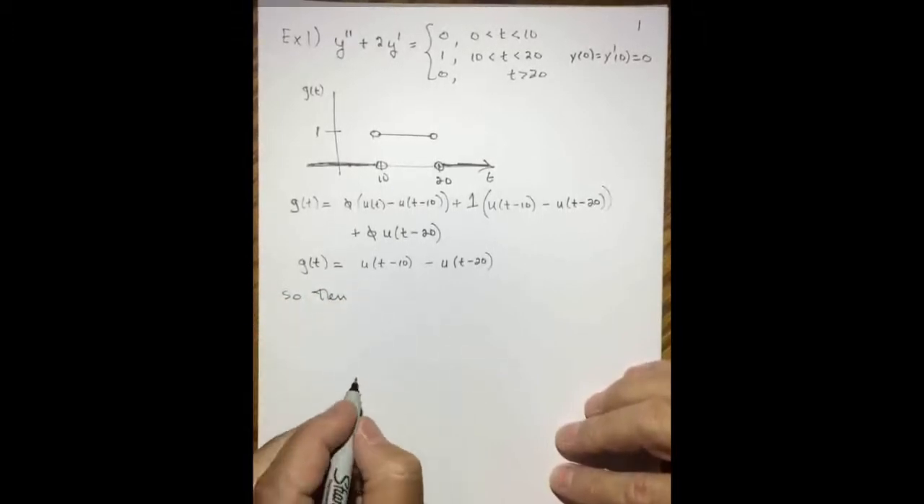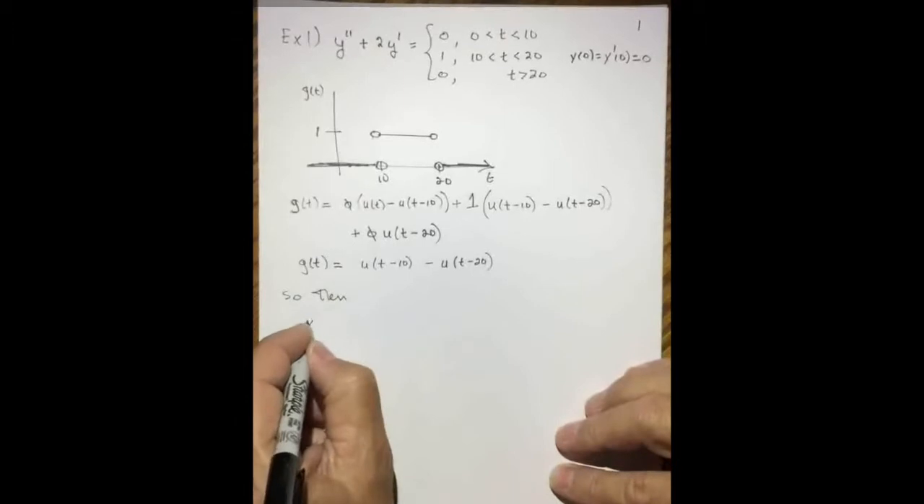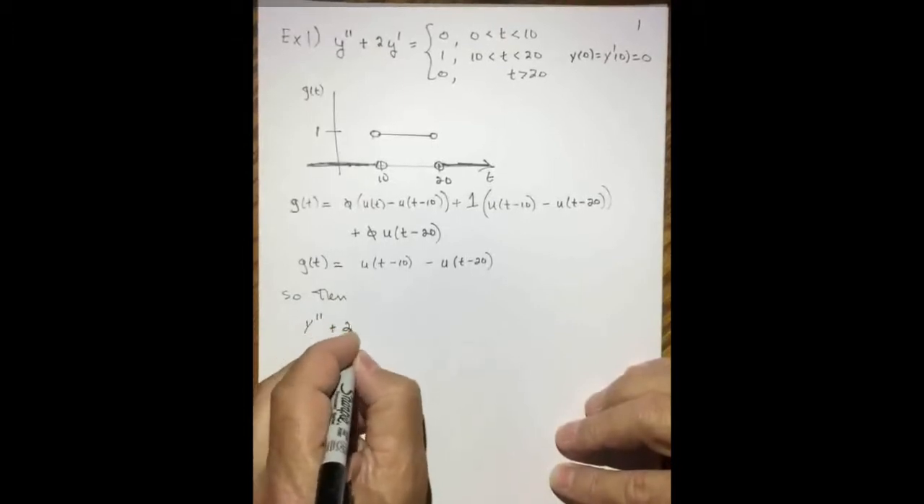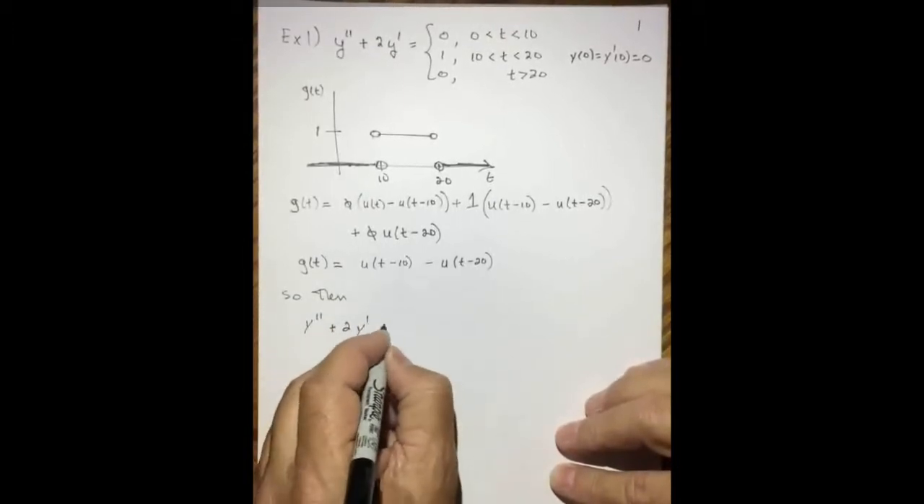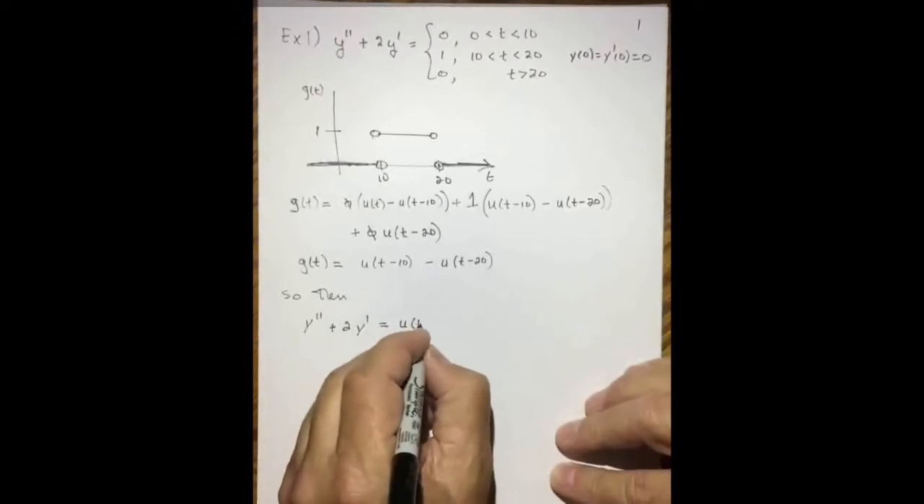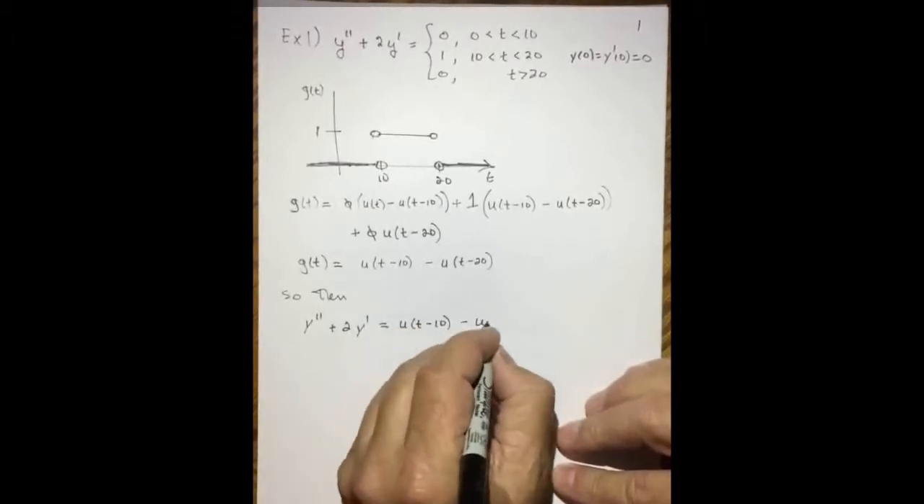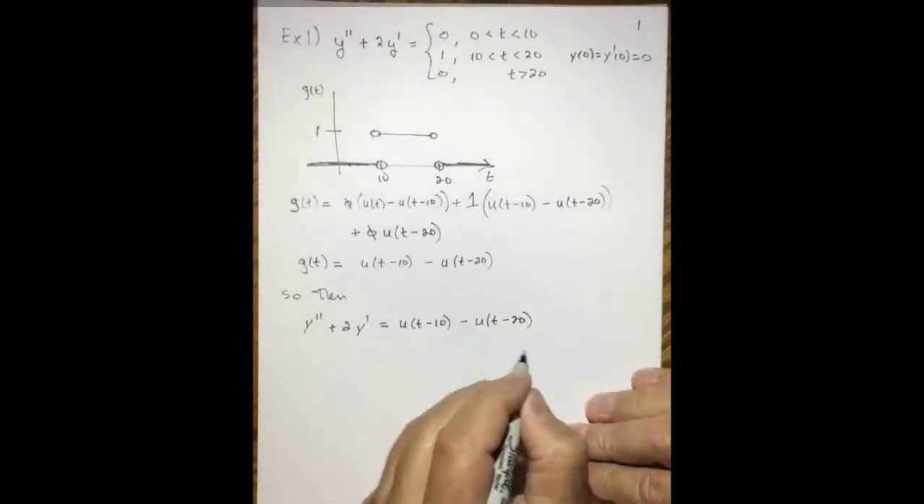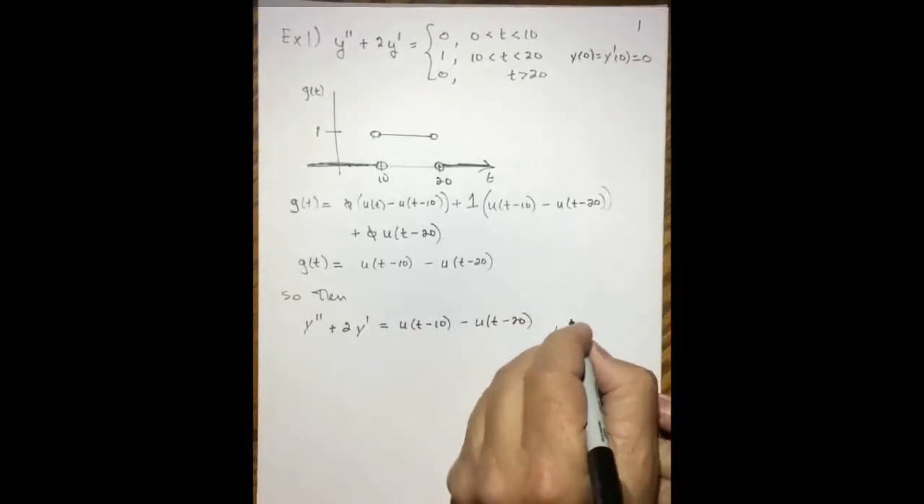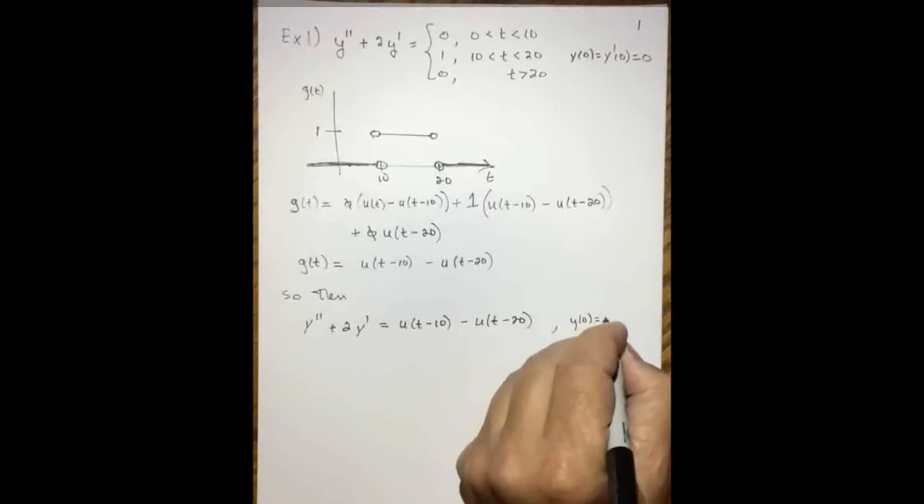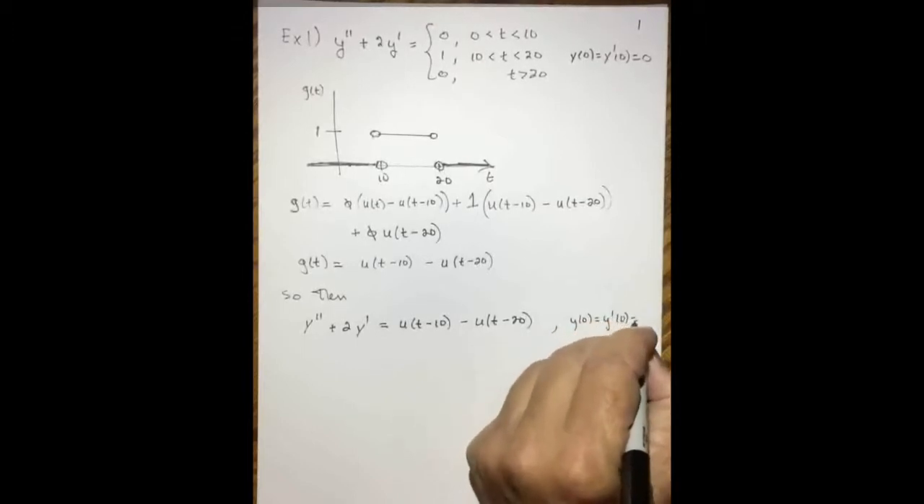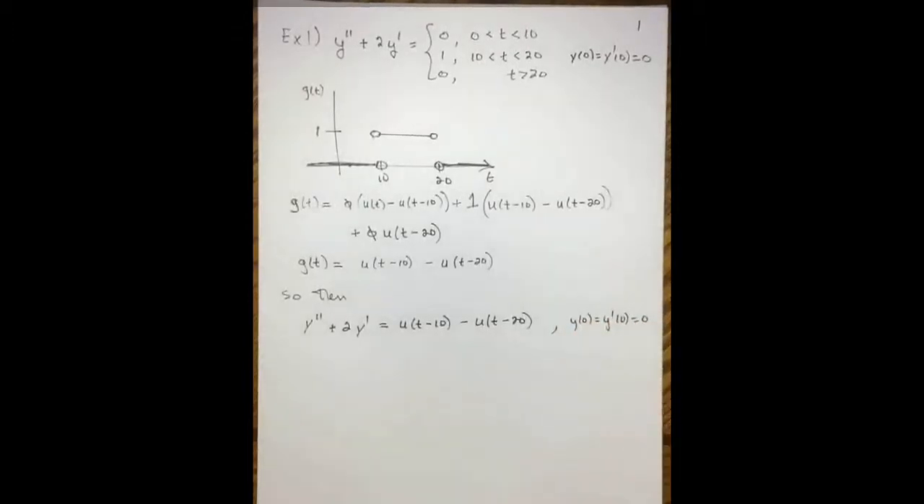So then our differential equation becomes, we have the second derivative plus 2 times the first derivative is equal to u of t minus 10 minus u of t minus 20. And the conditions are that y of 0 is equal to y prime of 0 is equal to 0. Okay? Now make sure you got that. You've got to be able to get that. The problems are generally two kinds.